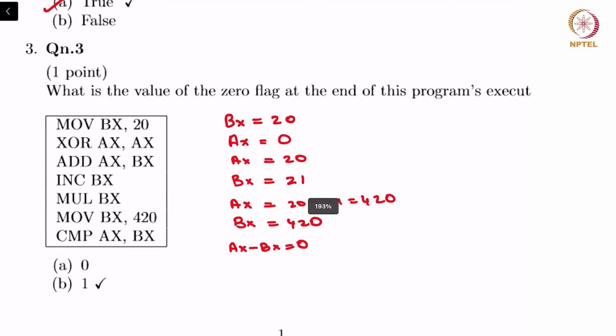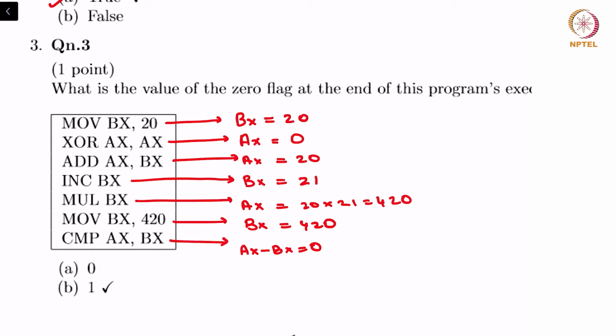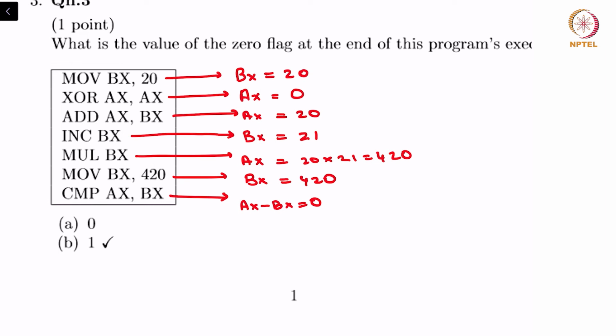So what is the value of the zero flag at the end of this program's execution? Pause the video at this point and go over what each line translates to on the right, and you will see that at the end BX has the value 420 and so too does AX. So the comparison, which does AX minus BX, will set the zero flag.